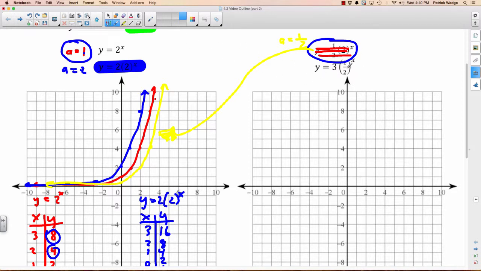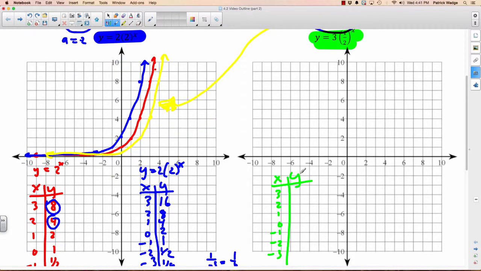Okay, one more. What's going to be different since our b value is a fraction between 0 and 1? What's going to be different is it's not going to be an increasing function, it's going to be a decreasing function. We did that last time. And as you can imagine, all the 3 is going to do is the same thing, take all the y values and make them 3 times as big. Okay, here we go. So 1/2 cubed is 1/8 times 3 is 3/8.